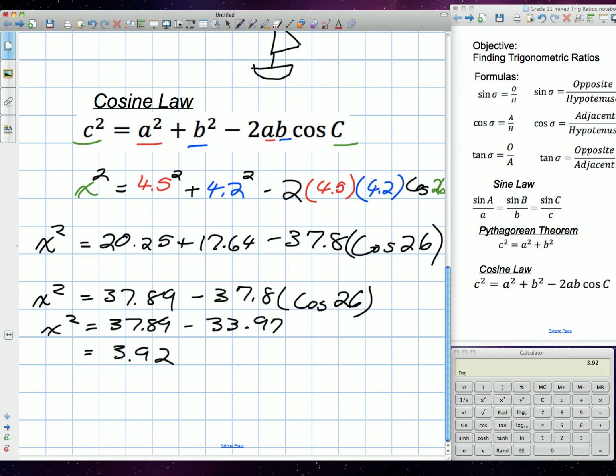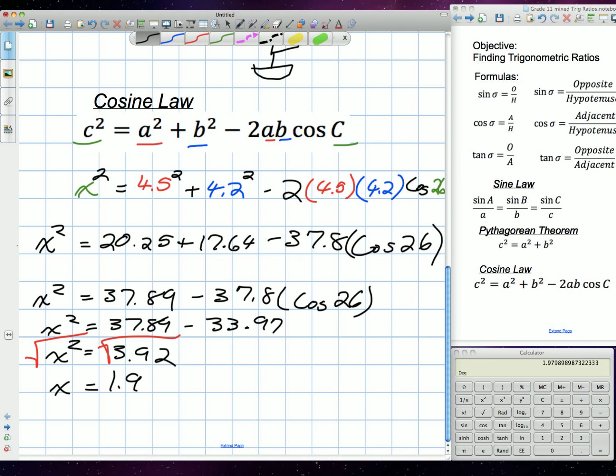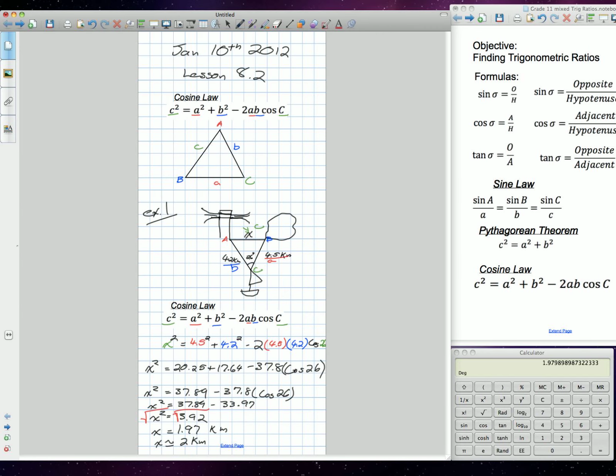And remember, that's what x squared is equal to. In order to isolate x, what do I have to do to both sides of this equation? Square root, that's right. I square root both sides. On the left side, I'm left with x, which is what we're looking for. Square root of this number is 1.97. So 1.97 kilometers, which, if we were to round it, is approximately 2 kilometers. So from looking at this, let's get the entire page. Okay, we discovered that that small strait is 2 kilometers wide.